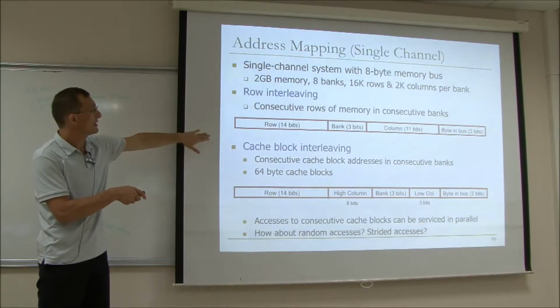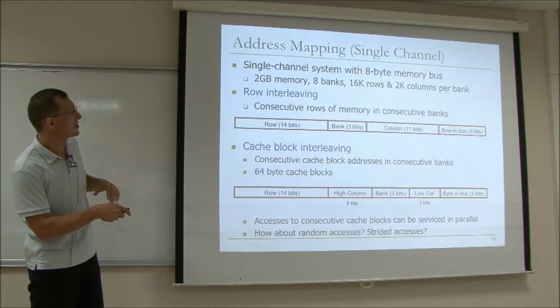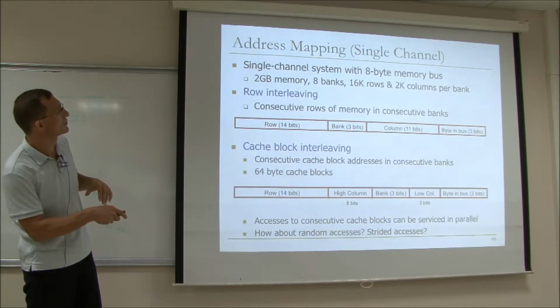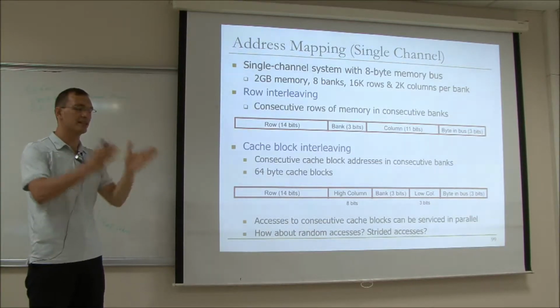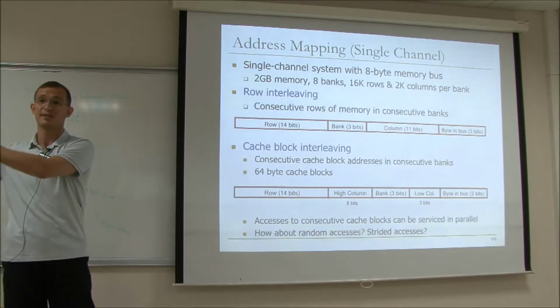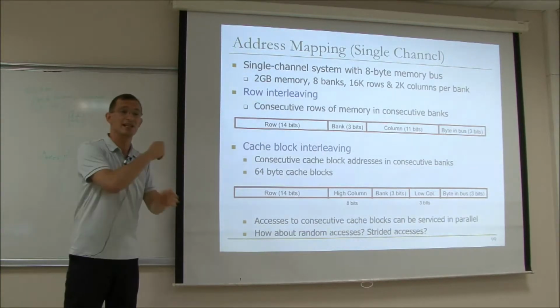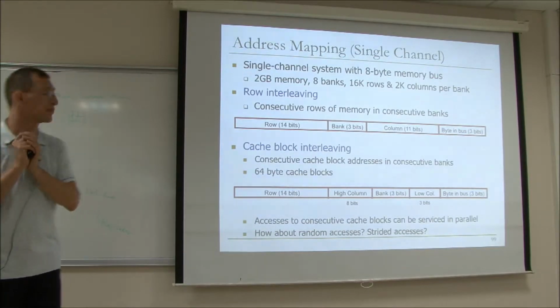Basically, here, how big is a row in this case? I guess a column is 11 bits, which means that the row is 2 kilobytes, right? So 2 kilobytes of physical memory here is in this bank, the next 2 kilobytes here, the next 2 kilobytes here, the next 2 kilobytes here. Now you can imagine that this is nice for streaming accesses, right? Because you can stream through one bank very quickly.